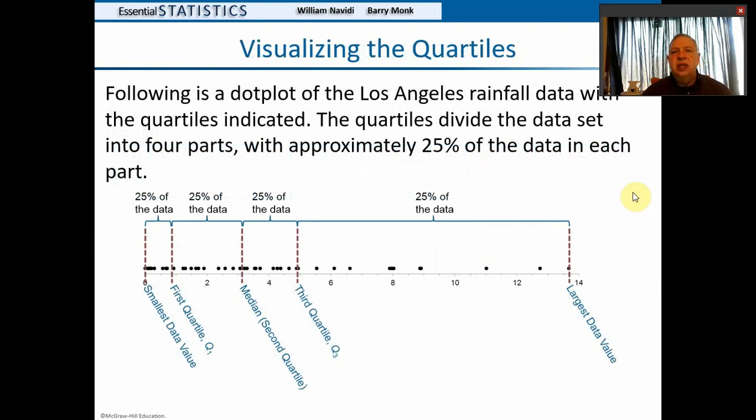So here's visualizing the quartiles. Here's the data that's in there. The value that you see here is the first quartile, and 25% of the data is going to be in here. 25% of the data is between the first quartile and the median, then the third quartile, and then the last quartile, between the third and the max, the largest data.